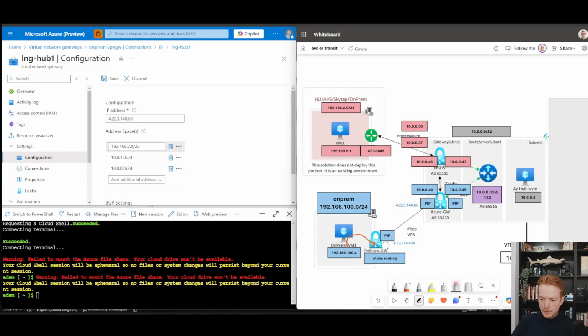Okay, so that's the on-prem side, relatively easy to understand. Static routing to the VPN, single tunnel into Azure. So now we can have a look at the other end of it, shall we say.